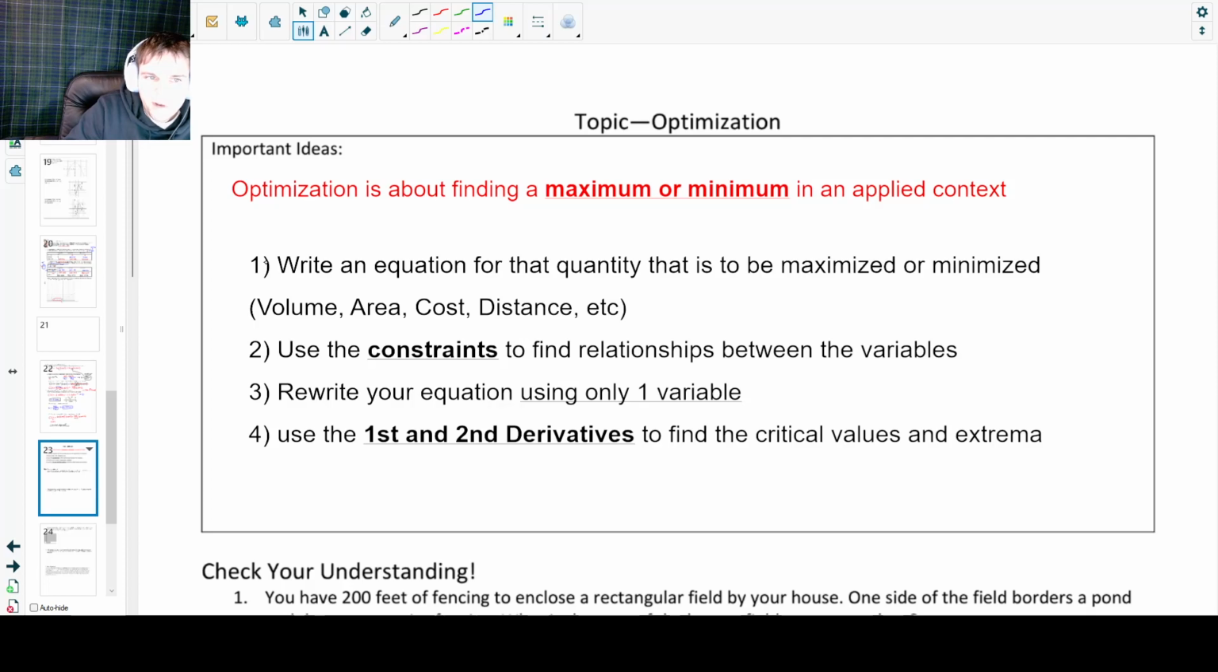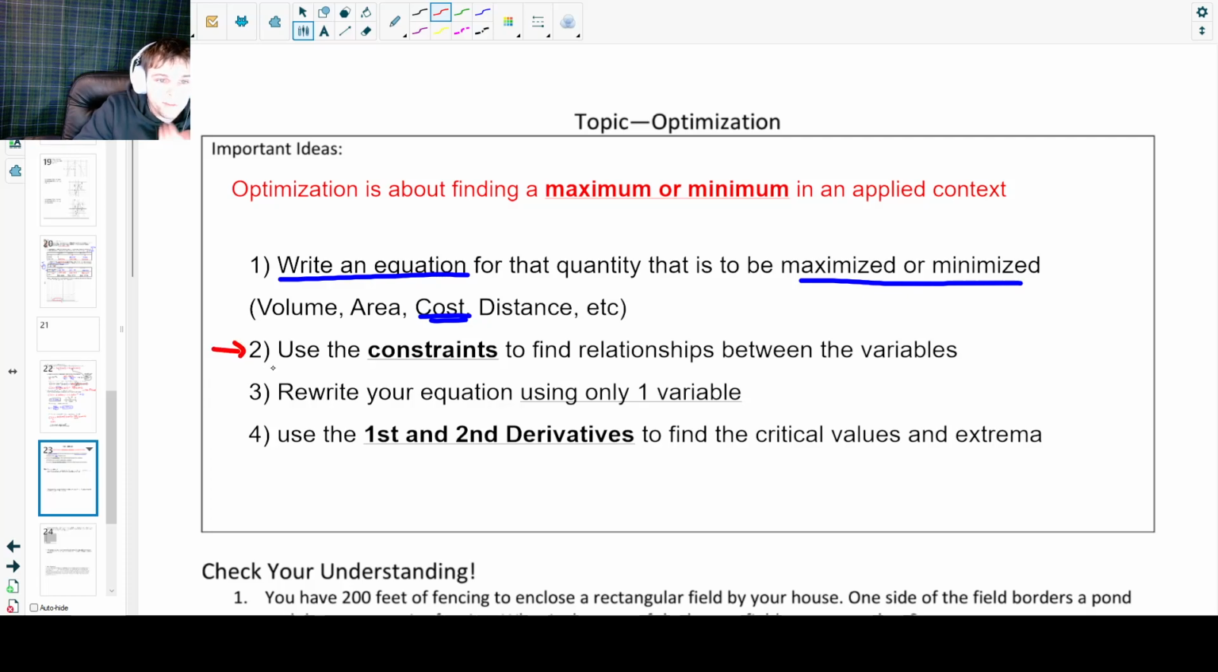Now, for the applied context, one of the big things we need to be able to do is to write an equation for the quantity that we want to minimize or maximize. So we have this scenario, and we need to come up with an equation. That's what we did when we wrote that cost equation. Cost is often something we'll want to minimize, so we had to come up with that cost equation for our can. Some other things we may want to minimize or maximize would be volume, area, distance, whatever.